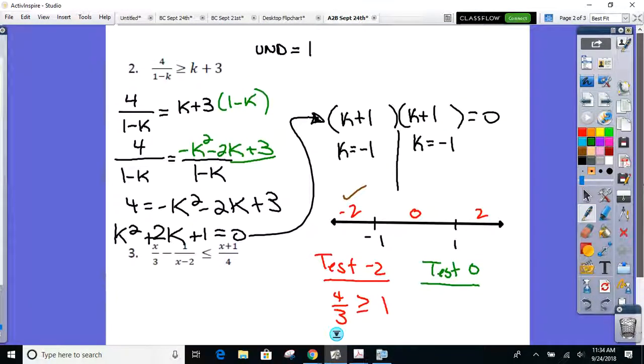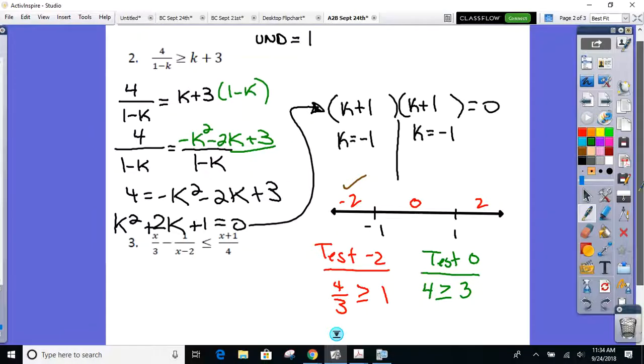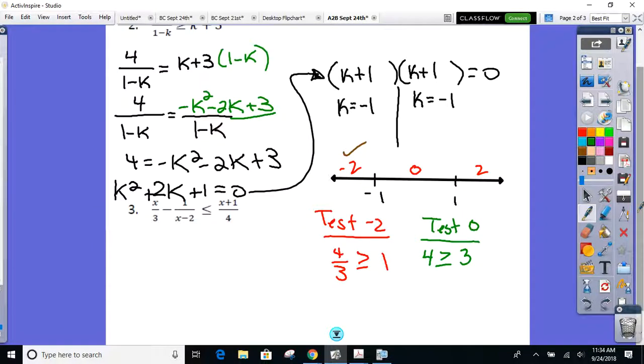Test 0 out. What do we get? 4 on the left? Is that greater than or equal to 3? What do you guys got here? Solution or no? 4 greater than or equal to 3? Yeah, no? I got my numbers right? And now we got to test 2. Go ahead, test 2 out.